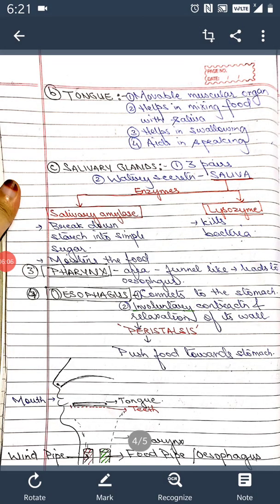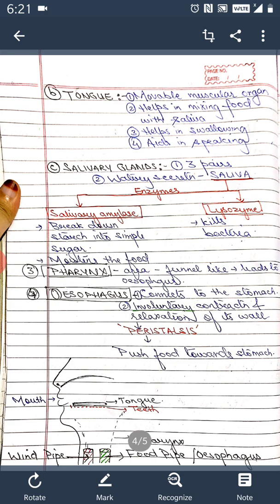The second organ that is present in our buccal cavity is the tongue. The tongue is a movable muscular organ. Movable means that we can move our tongue. Muscular means that it is made up of muscles. So the tongue is a movable muscular organ.